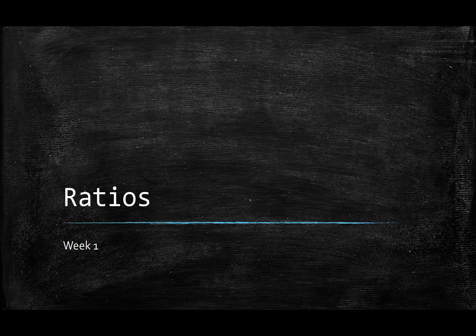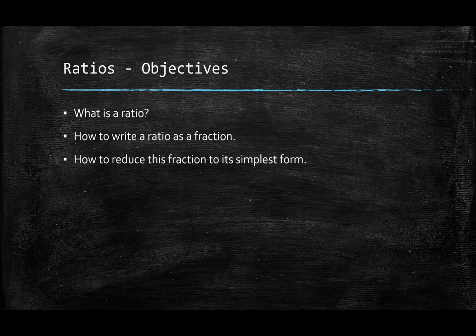In this week's course we will be focusing on ratios. The objectives of this week's course are to: 1. Teach you what a ratio is, show you how a ratio can be written as a fraction, and then work together to reduce this fraction to its simplest form.